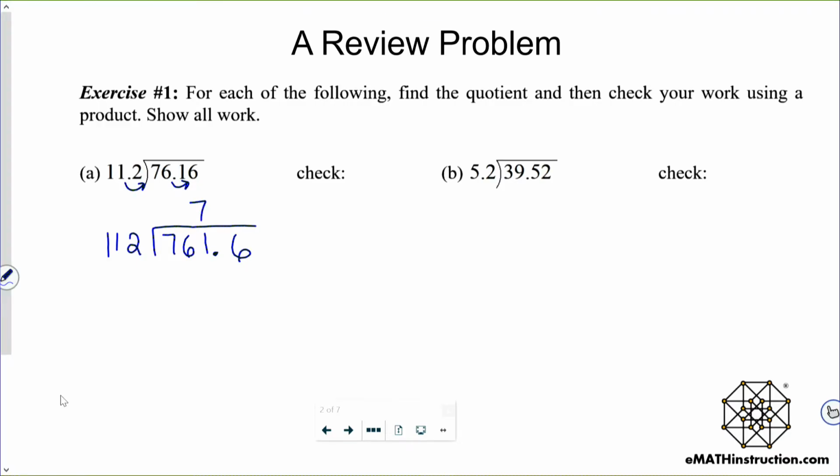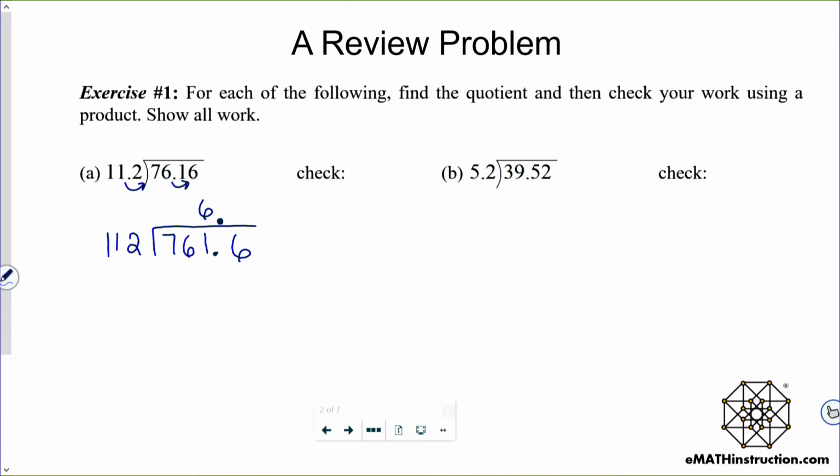Now, of course, I have to think about how many times 112 goes into 761. Probably a good choice is either 7 or 6. Let's try 7. 7 times 2 is 14. Carry the 1. 7 times 1 is 7 plus 1 is 8. And 7 times 1 is 7. Now, obviously, 784 is too big. We can't do 761 minus 784. So I went too big, and now I'll go with 6.